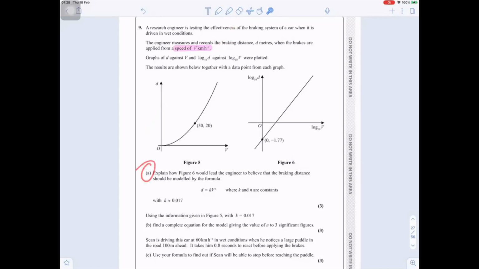Part A, explain how figure 6 would lead the engineer to believe that the braking distance should be modeled by the formula d equals k v to the power n, where k and n are constants and k is approximately 0.017.